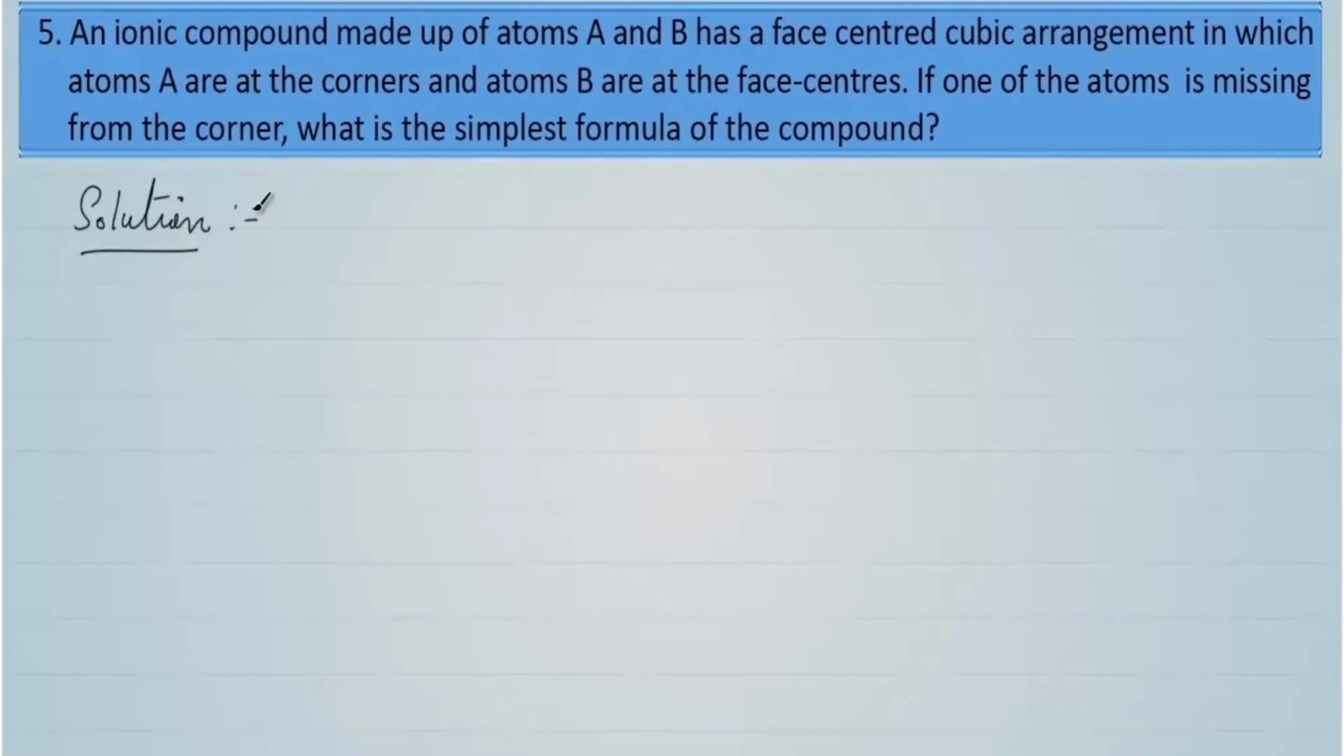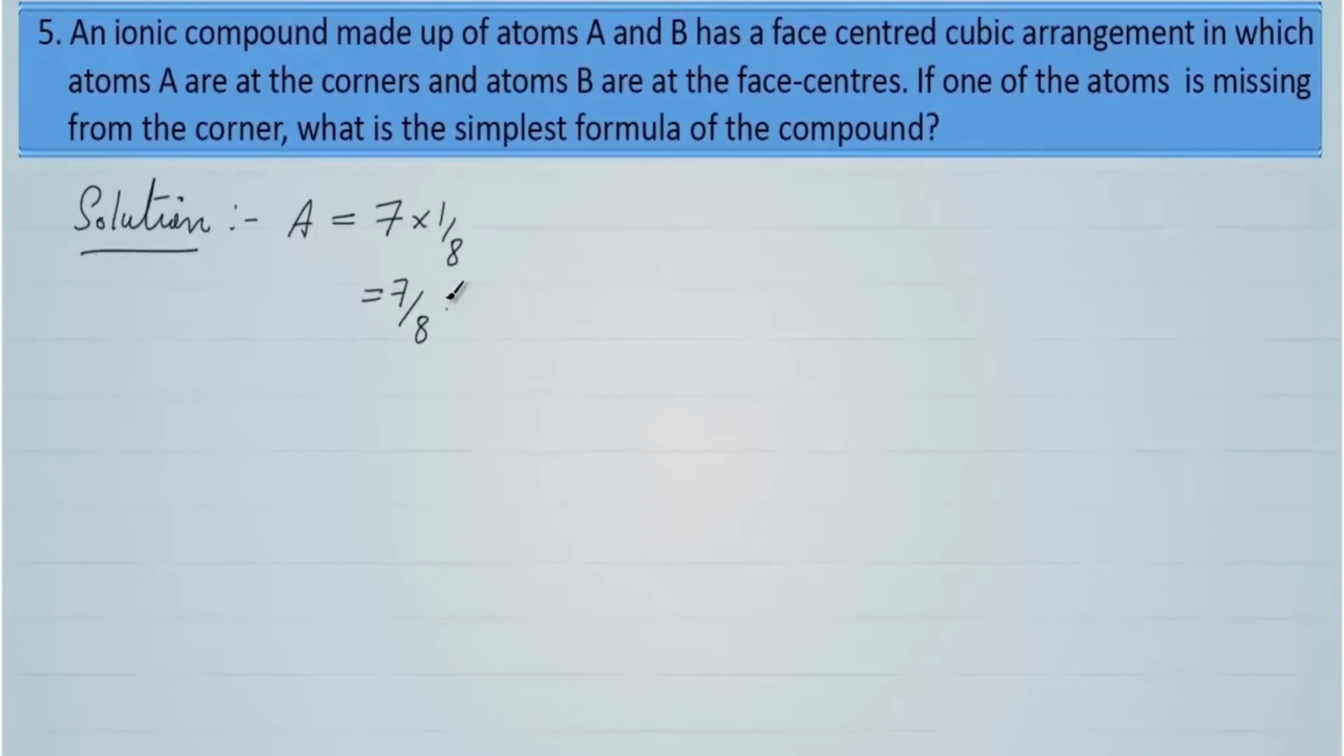In a face-centered unit cell, there are 8 corners. These 8 corners are occupied by atom A, with one corner missing. Therefore, the contribution of atom A is equal to 7 × 1/8, which is equal to 7/8.